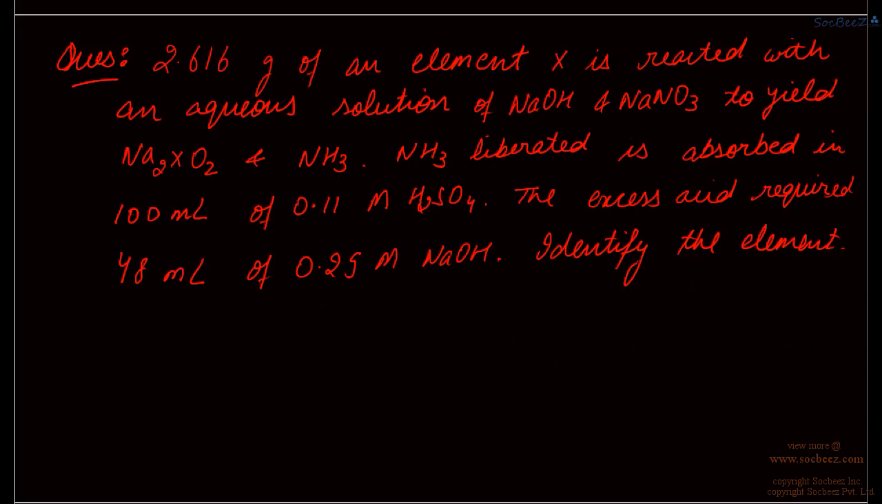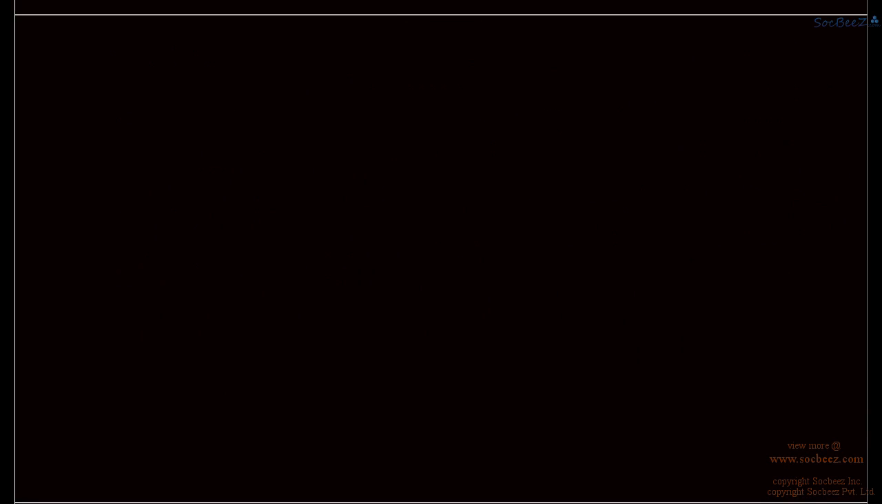The question says that 2.616 gram of an element X is reacted with an aqueous solution of NaOH and NaNO3 to yield Na2XO2 and NH3. NH3 liberated is absorbed in 100 ml of 0.11 M H2SO4. The excess acid required 48 ml of 0.25 M NaOH. Identify the element. First, we should write the chemical equation that is taking place in this whole process.